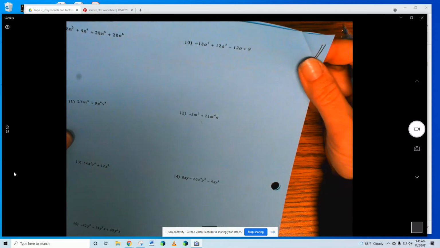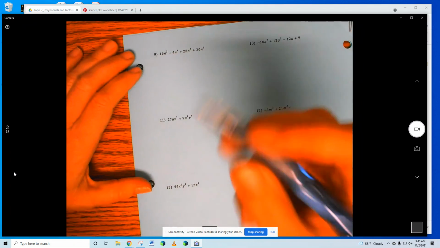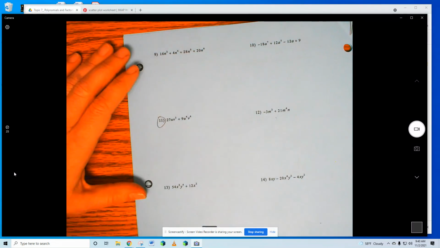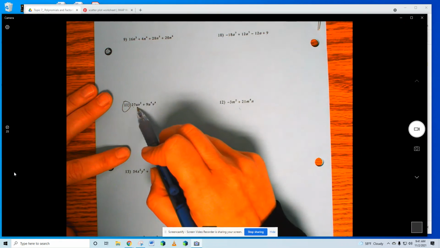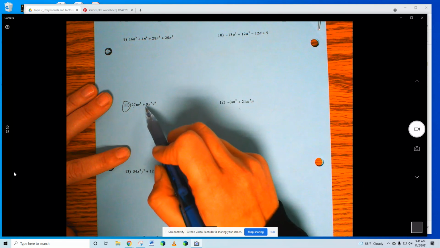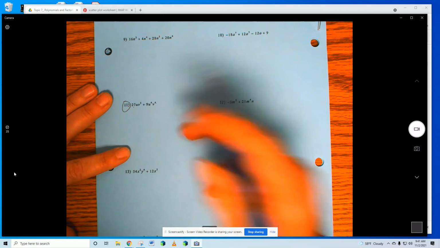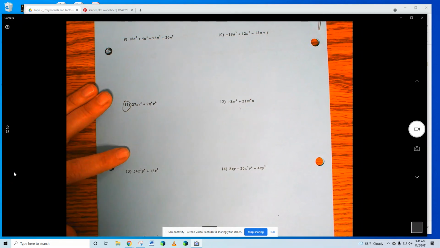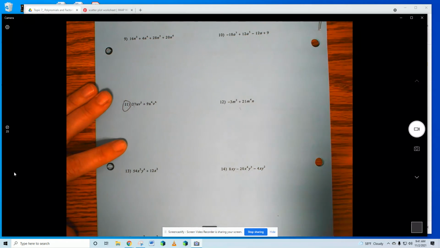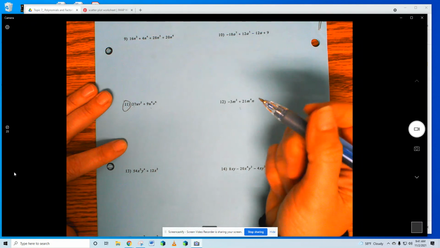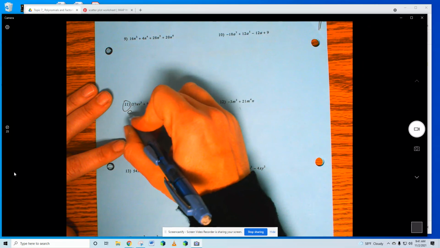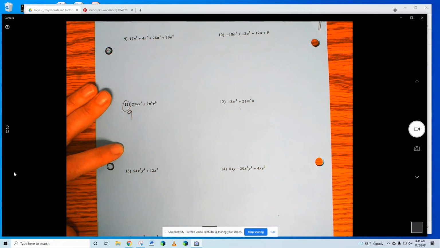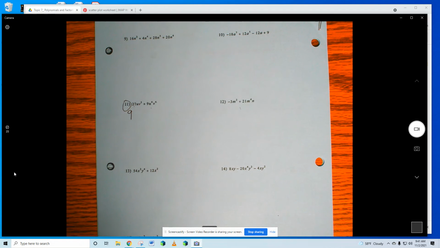You know what I want to talk about? I found a really hard one on the back. Should we do it together? 11. So 27 u to the first, v to the fifth, plus 9 u to the fourth, v to the fourth. 27 and 9. What's the GCF of 27 and 9? 3 goes in, you're right. Can you think of anything bigger? 9. How many u's do they both have, and how many v's?